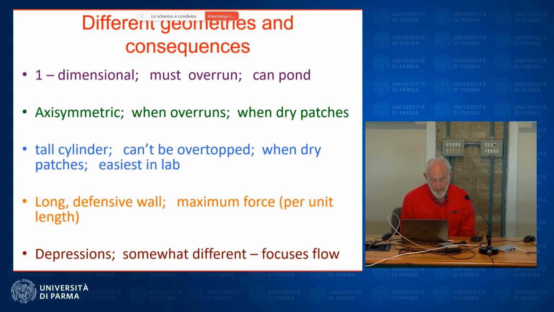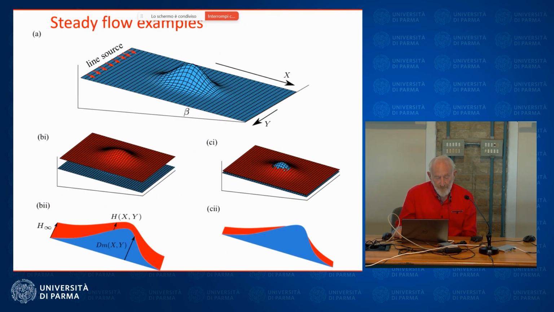destroying them totally. Then I'll tell you about a long defensive wall, and that's important, a barrier to stop the lava coming onto a home or a city, and I'll calculate the maximal force. And then I'll tell you about depressions, because real topography has both elevations and depressions, and so we've looked at both of them. Here's some simple steady flow examples.